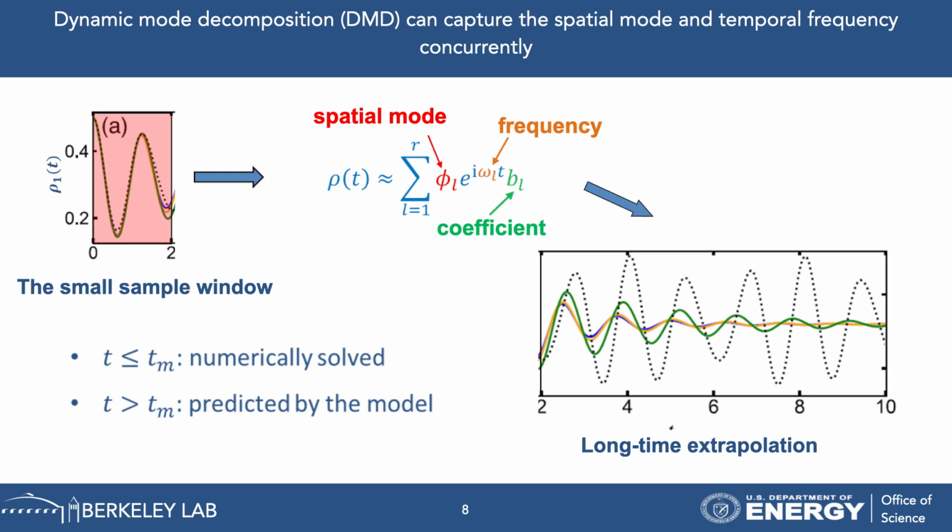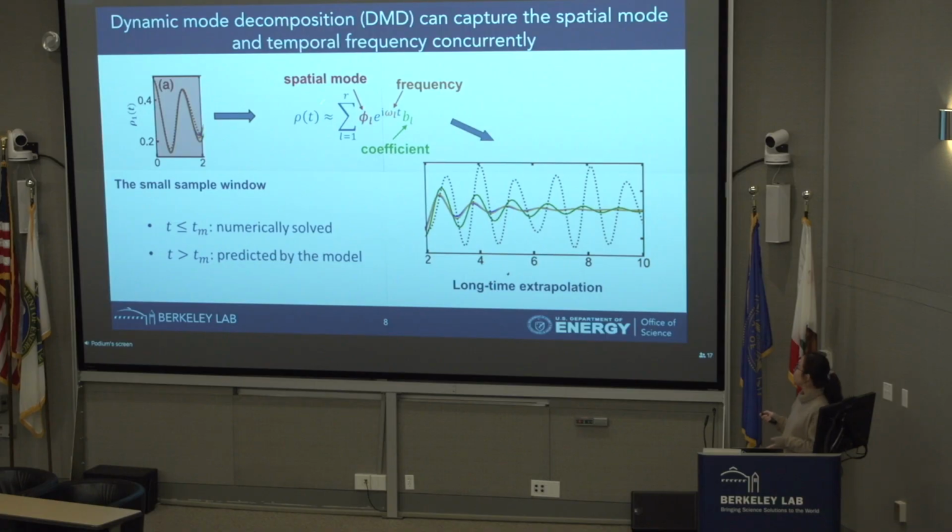It is the summation of R elements. In each term, the phi is a spatial mode, which describes the distribution of the oscillation frequency at different sites. The omega_l is the frequency, and the coefficient is given by b_l. DMD can give us these three terms simultaneously, and then we can construct the model for rho(t).